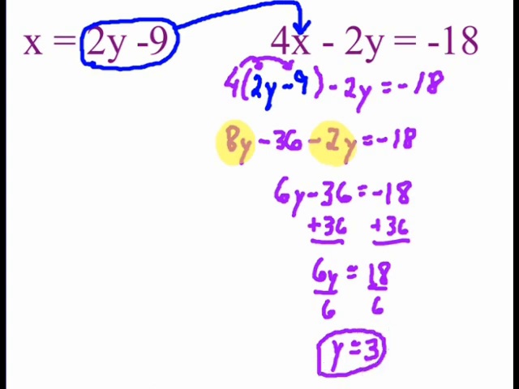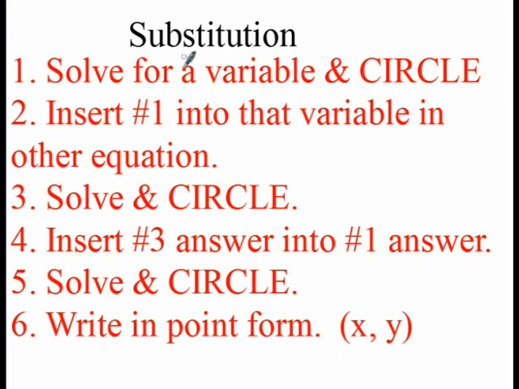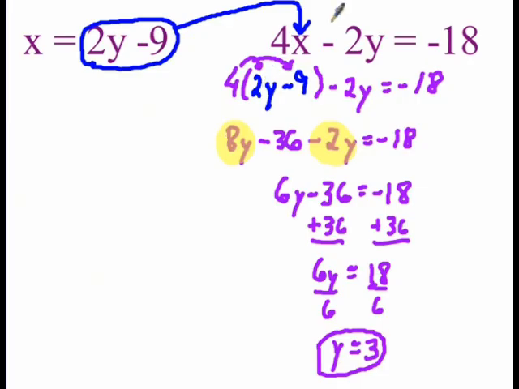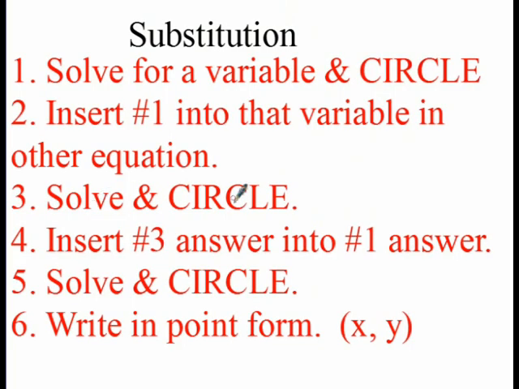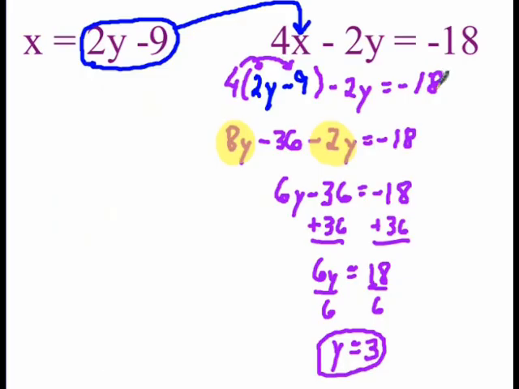Going back to my steps here, so I solved for a variable, actually it was already done for me, and then I circled it. Step 2, I inserted that into x right here. Third step, I solved and I circled. Well, here is the solve and the circle. My final step is to take this circle right here and place it into the circle up there. So easy, right?